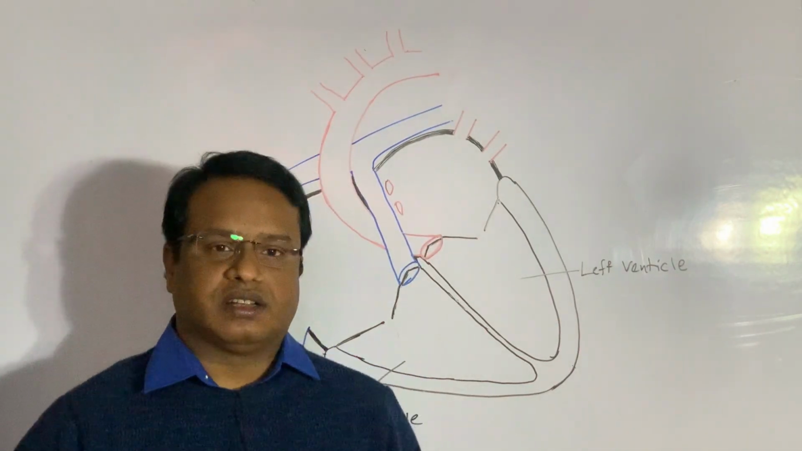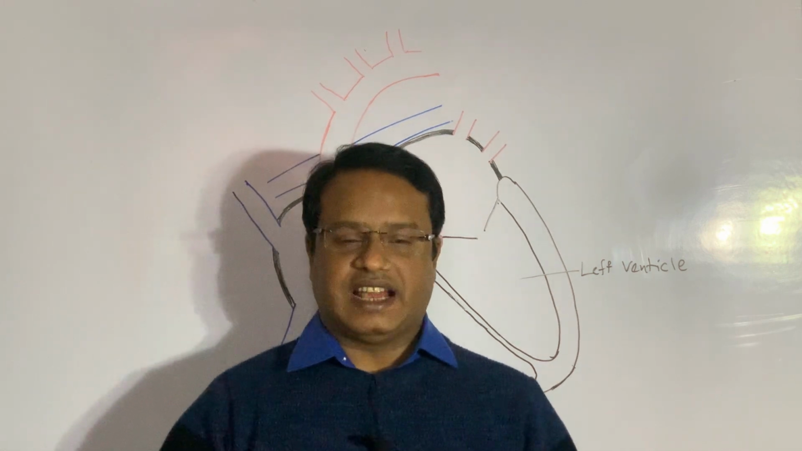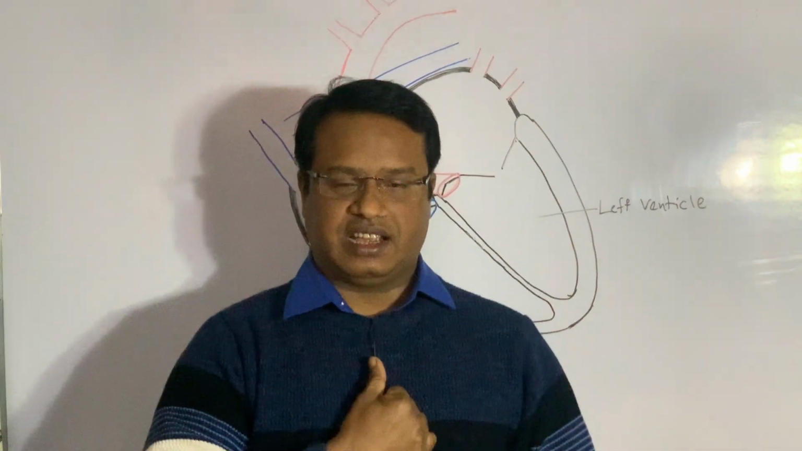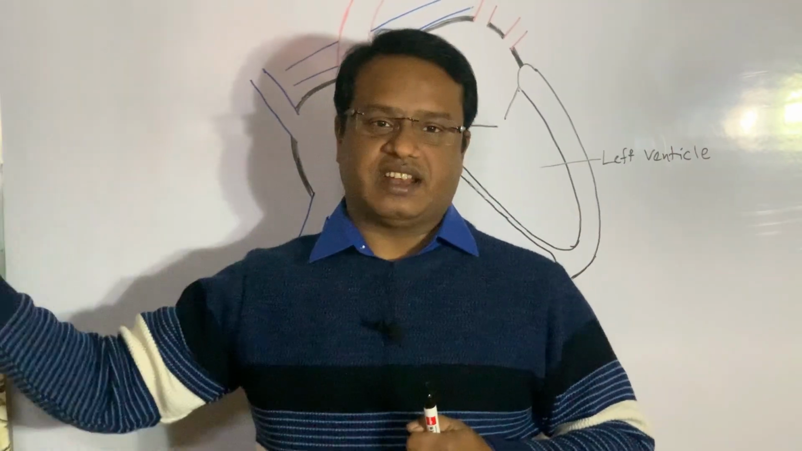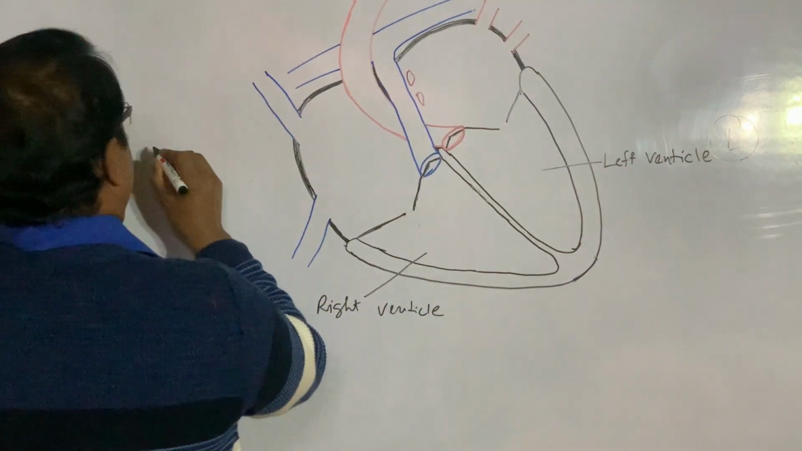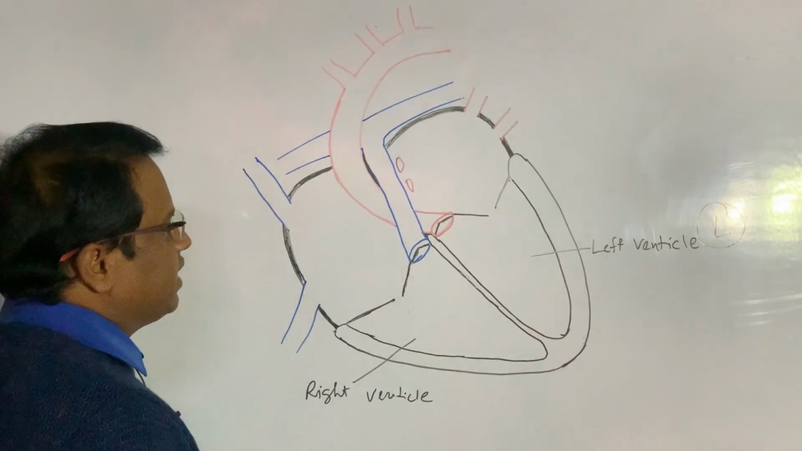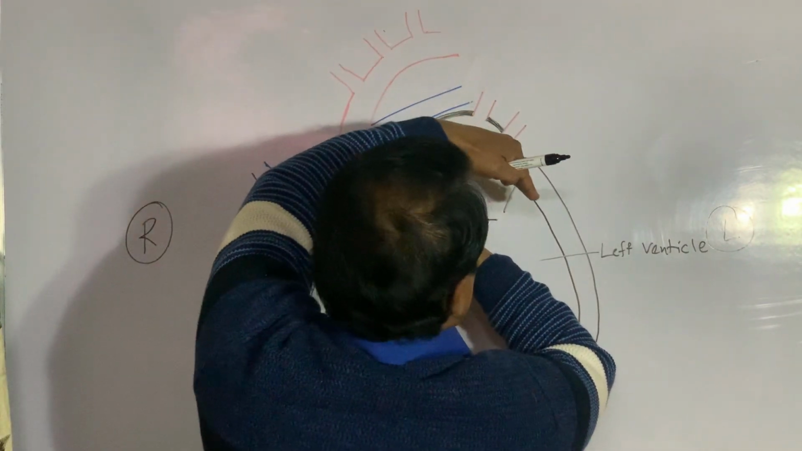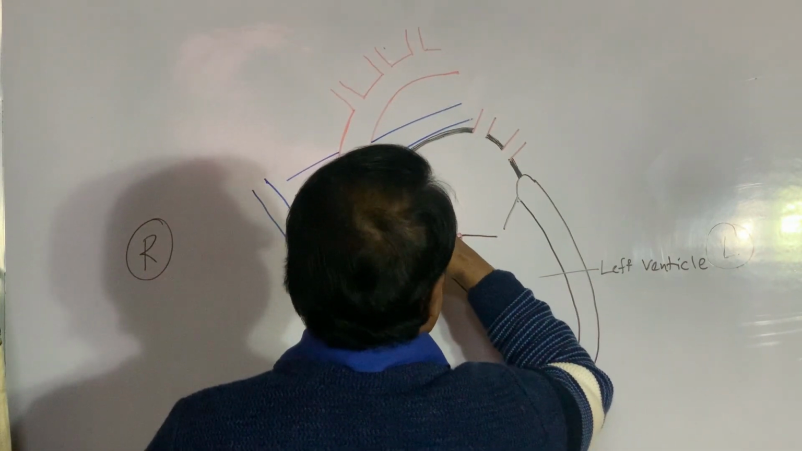One thing I should have said is that the heart lies in our chest this way, and that is my left side, that is my right side. So I am writing left here and right here. Okay, if I put my hand here, this side is the left side of the heart and this side is the right side of the heart.